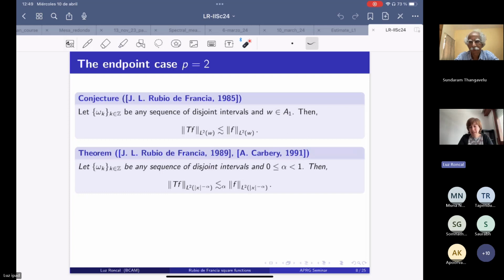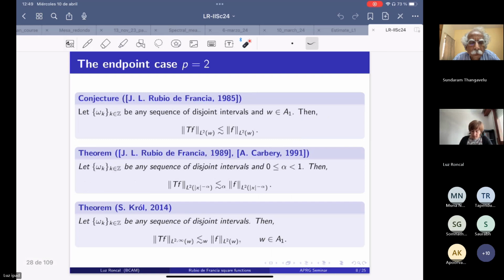But later Carbery, by the way, I will just make a small digression about Rubio de Francia. Rubio de Francia passed away in 1988. Actually, this result was published after his death. Then there was a volume in Publications Matemàtiques about the memory and the work of Rubio de Francia, and in this volume, Tony Carbery gave some results, but in particular gave an alternative proof of this result by Rubio de Francia in quite an elegant way, but very much ad hoc for power weights.